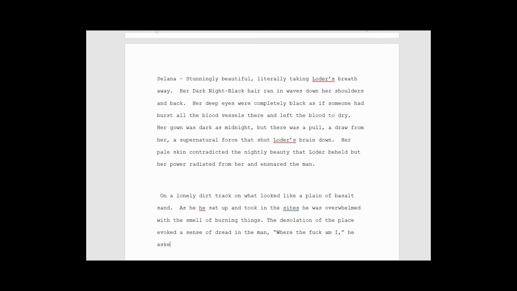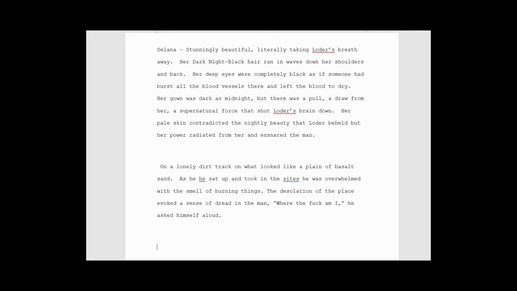He asked himself aloud, and I'm doing this instead of internalizing it because I'm thinking that he's not going to believe he's where he is. He's going to think he's still drunk and he's having a hallucination or something, right? So that's what you want to do.